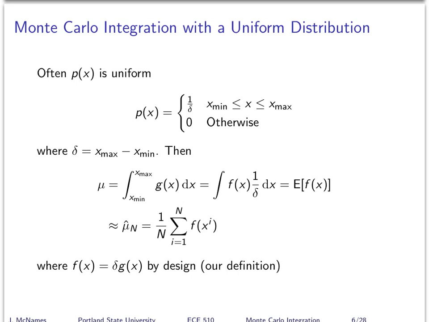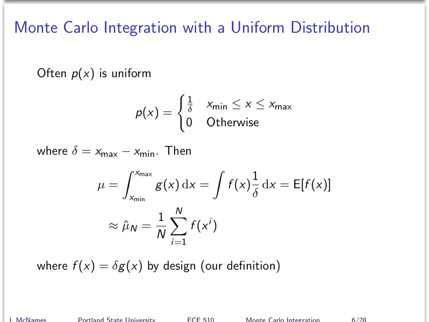A common choice for p of x, it's our decision. When we do this factoring, we get to choose what density we're using. A common choice is to use a uniform distribution. It's not the best choice, and we'll talk a lot about what the best choice is, but you can choose p of x to be anything you want, so long as it's non-zero over that whole range.